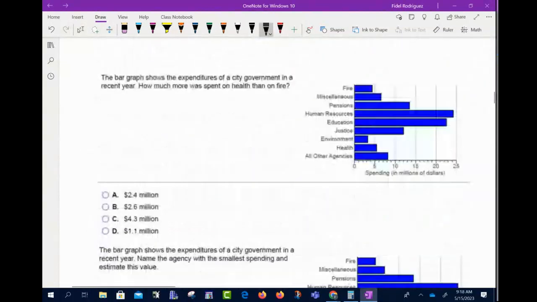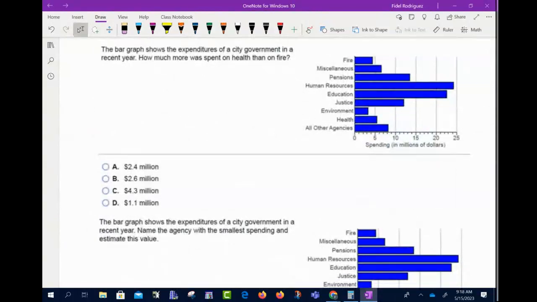So again, I hope when you all take your test, you have a ton of bar graph problems. Okay, the bar graph shows the expenditures of a city government in a recent year. Y'all, the hardest part of these problems is just to make sure that you read the question carefully. Look what it says. How much more was spent on health than on fire? So health here, if I were to estimate health, what number would you guess that to be? 6, okay. If we were to go fire, what number would you guess that to be? 4.